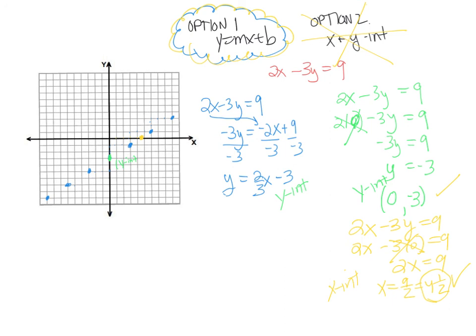So in this particular problem option 1 would probably be the best way to go, to put this into slope-intercept form. Both result in the same line. I could draw that line in there now. There we go. It's just that with option 1 this time we can have a little bit more accuracy.